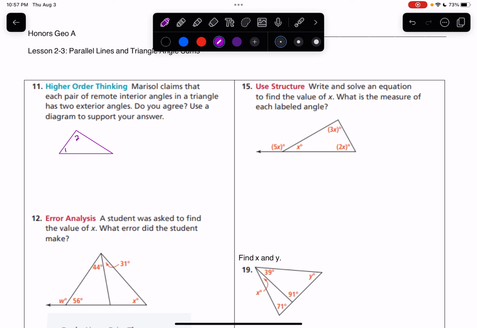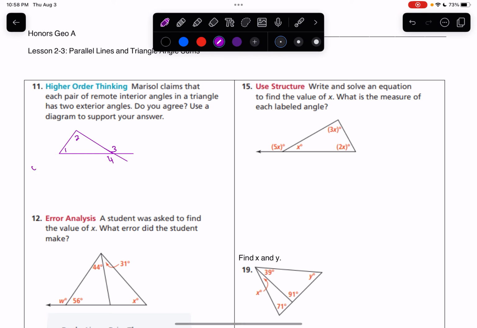And if there are two exterior angles, there's one of the exterior angles. We'll call that angle 3. But there's another exterior angle that I can make if instead I extend this line right here. If I extend this line, that becomes angle 4. Angle 3 and 4 are both exterior angles for remote interior angles 1 and 2. Remember, remote means the other two interior angles in a triangle.